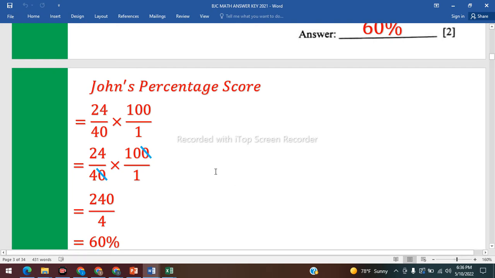Yes, so it's 24 divided by 40. You multiply it by 100. Here we cancel the zeros. So this 0 cancels with this 0, and we're left with 24 times 10, which is 240, divided by 4. And 240 divided by 4 is indeed 60. Any questions on that?